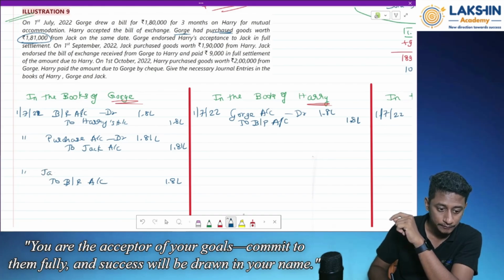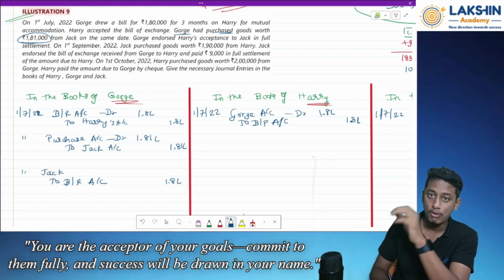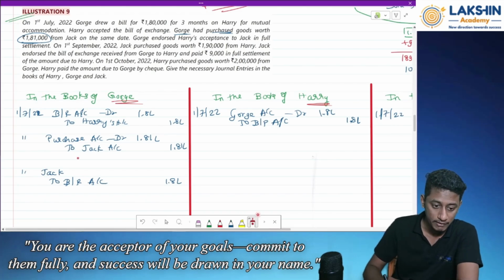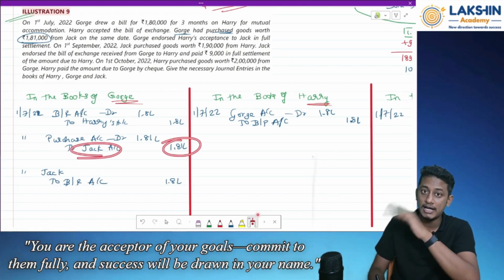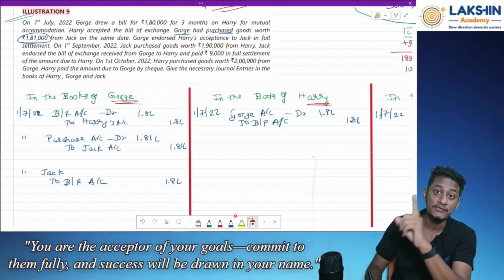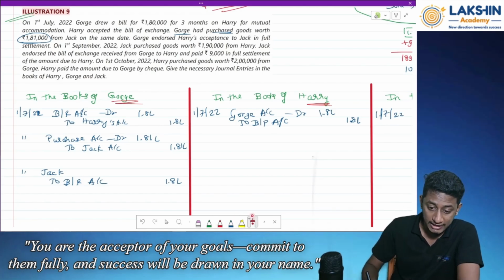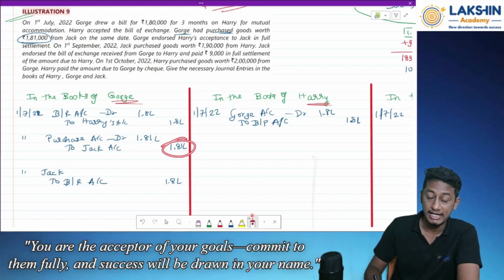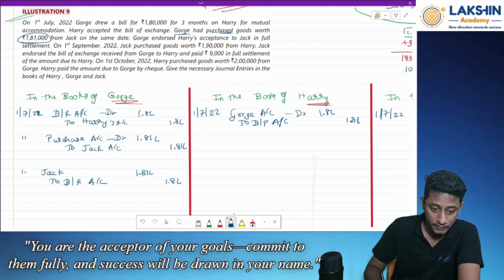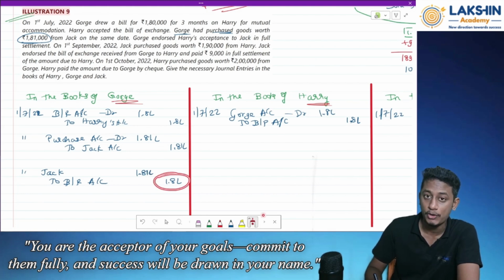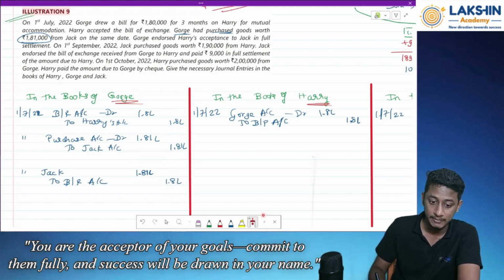To Jack. Because I am endorsing it to Jack, whatever balance was there in Jack's account will be reduced now. It is reduced in full settlement, that means I need to make it 0. I had credited rupees 1.81 lakhs before, now I will debit 1.81 lakhs again. But there's a difference. Why? Because the bill is of rupees 1.8 lakhs, and I am debiting 1,81,000 while to the credit I have only 1,80,000.